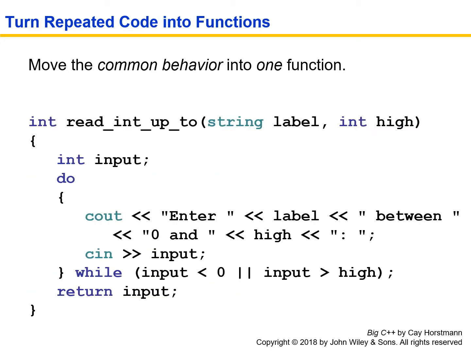So we could write a function, read int up to. We have a string label that tells the user what they're supposed to enter, and we have an integer parameter that is the upper limit. We're assuming that the lower limit is always 0. We could write another function, read int between, that took an int low and an int high and allowed us to specify a lower limit other than 0. But you can see that writing this function this way allows that code to be reused between multiple programs.